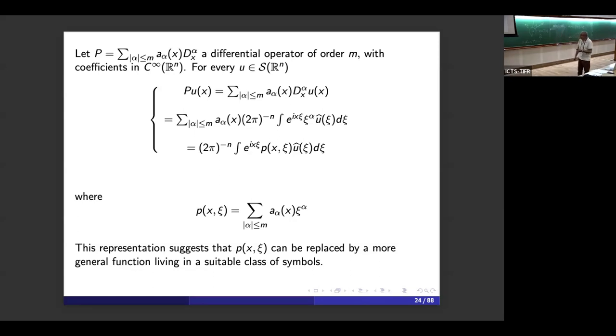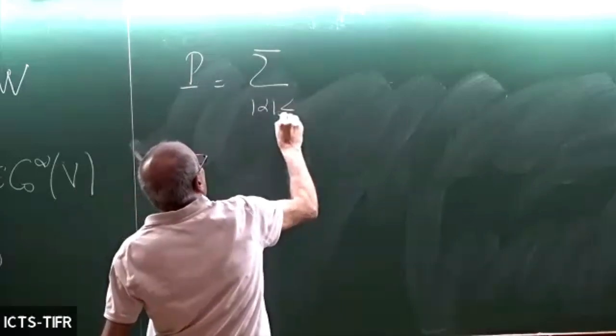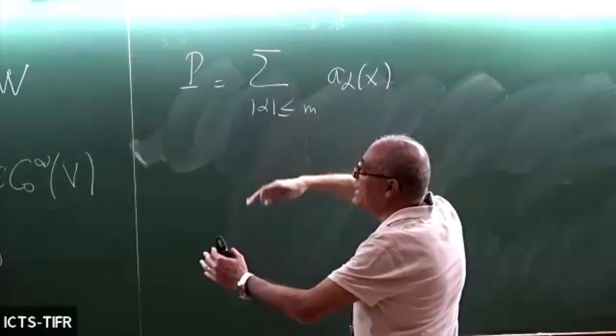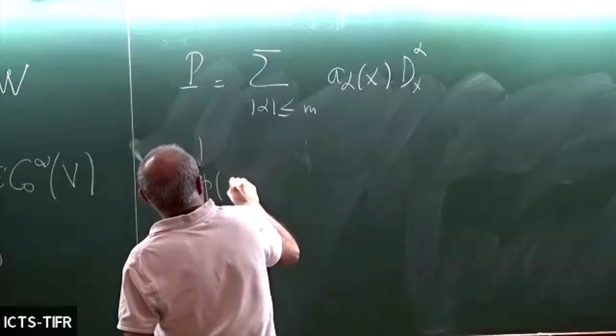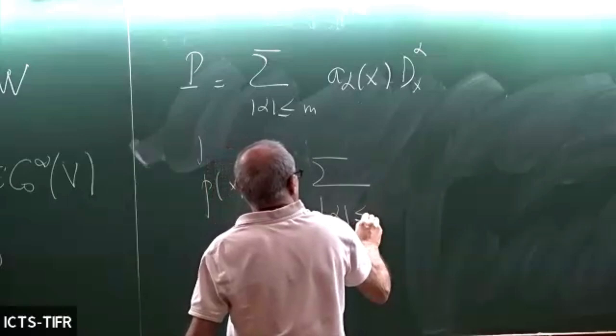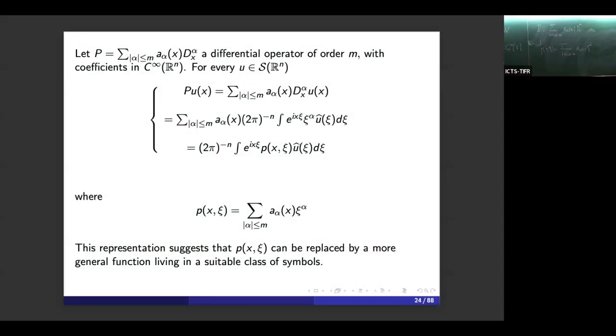Now you examine this integral and you see that for u in S, actually we can replace the symbol P by a class of functions that is larger than polynomial functions in xi. We can take A of x and xi. In our case here, for a differential operator, when the two operations, derivation and multiplication by the coefficients A, are completely disconnected, the symbol is polynomial in xi. I claim that that was the first idea.